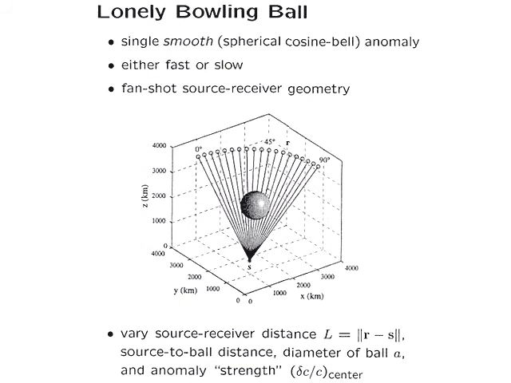So here's the first kind of study we did. We just put one fast or slow blob in the middle of this cube, and we propagate a three-dimensional wave through it. I already showed you an example of that. And we vary things like how big the blob is, how fast or slow it is, and the geometry of the sources and receivers.